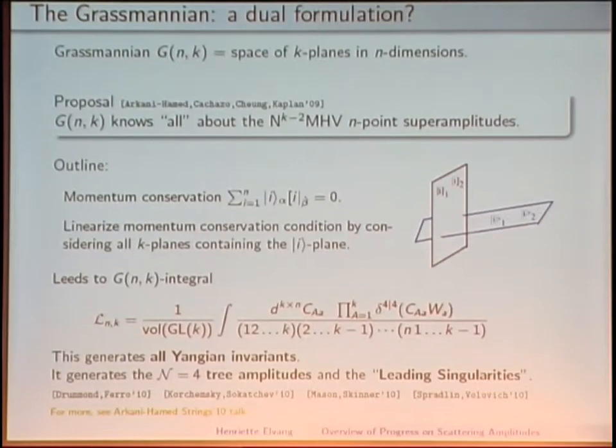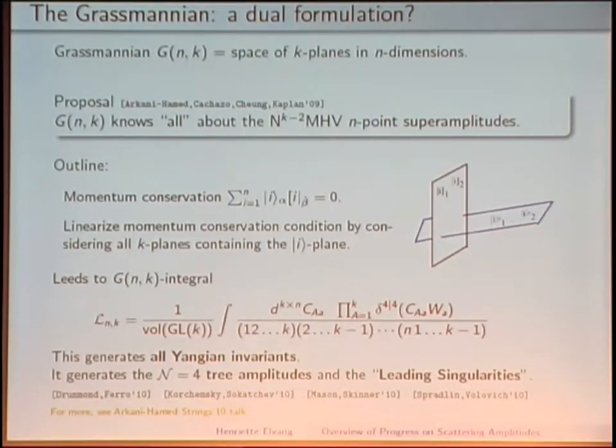that encode the k-planes. These are some k by n matrices that show up. And in the numerator here, you have a delta function, which is effectively encoding the momentum and supermomentum conservation, but now we've gone here to twistor variables. And in the denominator, there's a set of cyclic products of minors of these C matrices. There's a normalization by the volume of GL(k) transformations.